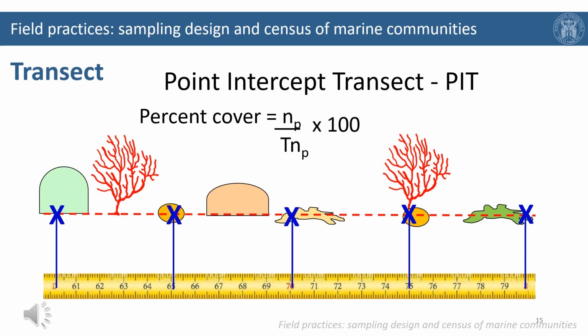Which method is better? With sufficient points, point intercept transect provides information comparable to line intercept transect. On the contrary, if sampling points are too few, the obtained data could be not representative of the studied population.